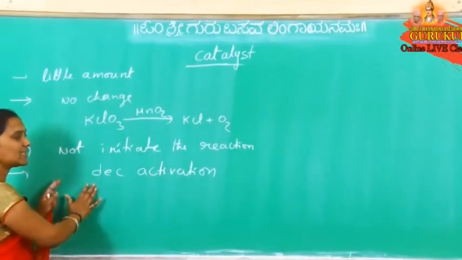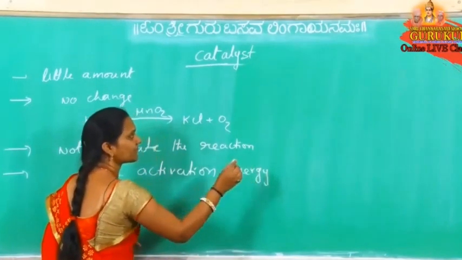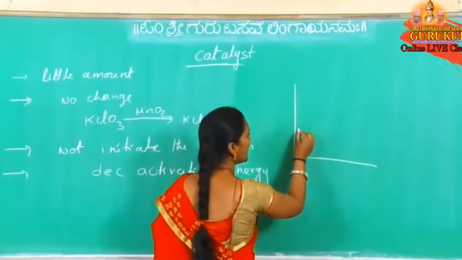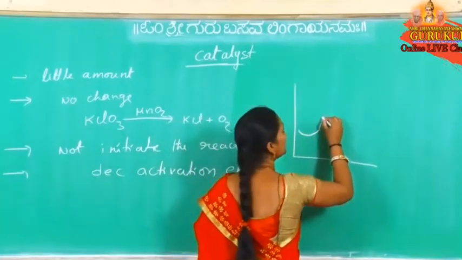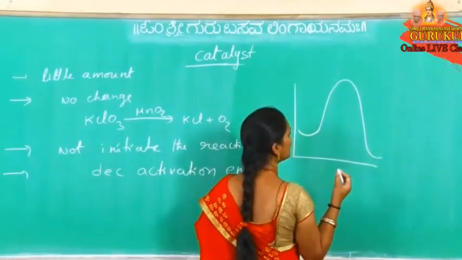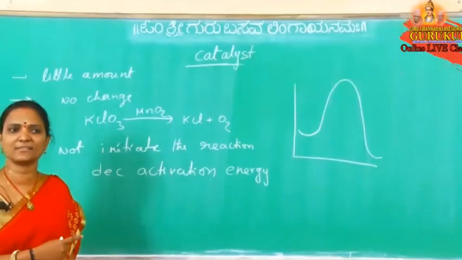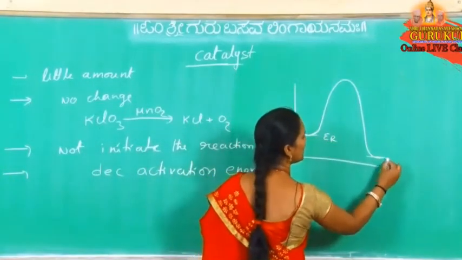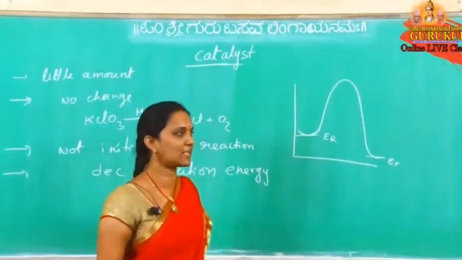Next, it decreases activation energy. What is this activation energy? Last class we already learned this. Reactants have some amount of energy, and reactants change to products. To convert reactant to product, some amount of energy is required. For example, whether it is an exothermic reaction or an endothermic reaction. If I give a graph like this, this is the energy of reactants, this is the energy of products. We are going to learn this complete information in the next chapter, chemical kinetics.